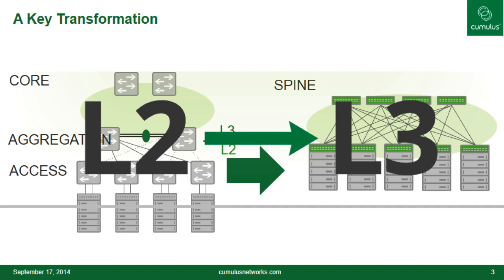One of the key transformations that is going on right now, that we covered in the first part of the presentation, is that the core, access, and aggregation model has been changed to a leaf-spine model. And one of the key transformations in that is the switch from L2 to L3. What I hope to show is that when you make this transformation, life is only going to get easier from the management of networks rather than more difficult.